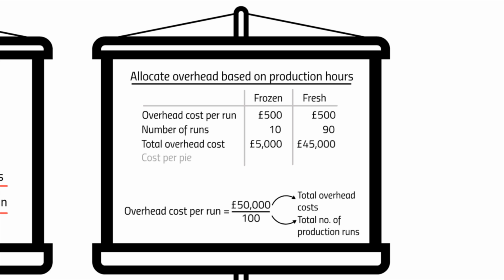And now to find the cost per pie, all we need to do is divide the total overhead figures for each type by the number of pies produced of each type. And we know 5,000 of each type of pie is produced in the period. So for frozen pies, we take the 5,000, divide by 5,000. And for fresh pies, it's the 45,000, also divided by 5,000. So we therefore find the cost per frozen pie is £1, but the cost per fresh pie is £9.